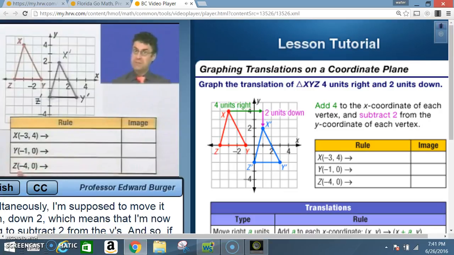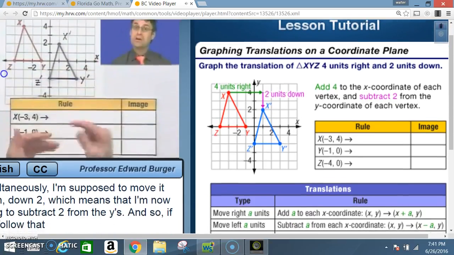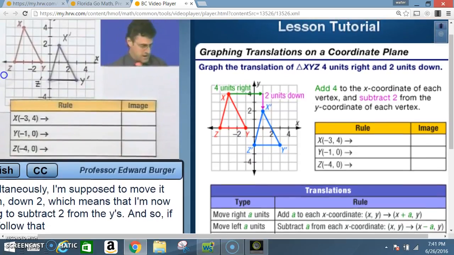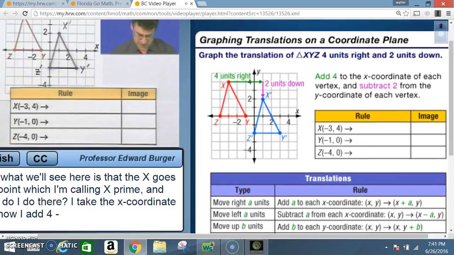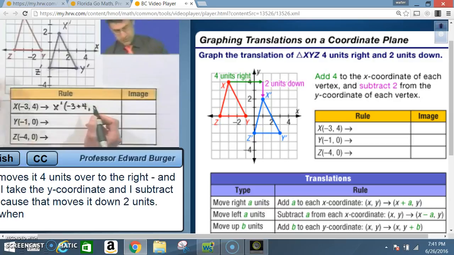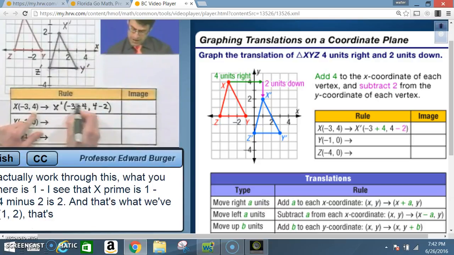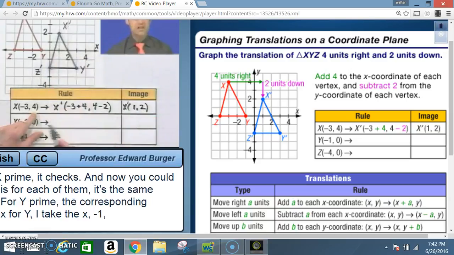Simultaneously, I'm supposed to move it down 2, which means I subtract 2 from the y's. If you follow that rule, X goes to a point which I'm calling X prime. I take the x coordinate and add 4, which moves it 4 units to the right. Then I take the y coordinate and subtract 2 because that moves it down 2 units. So I see that X prime is 1, comma, and 4 minus 2 is 2. You see, 1, comma, 2. That's the X prime. It checks.